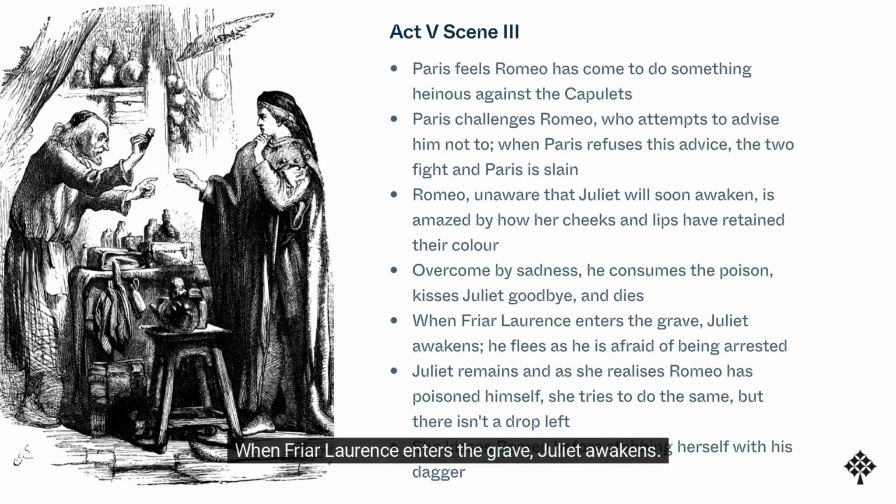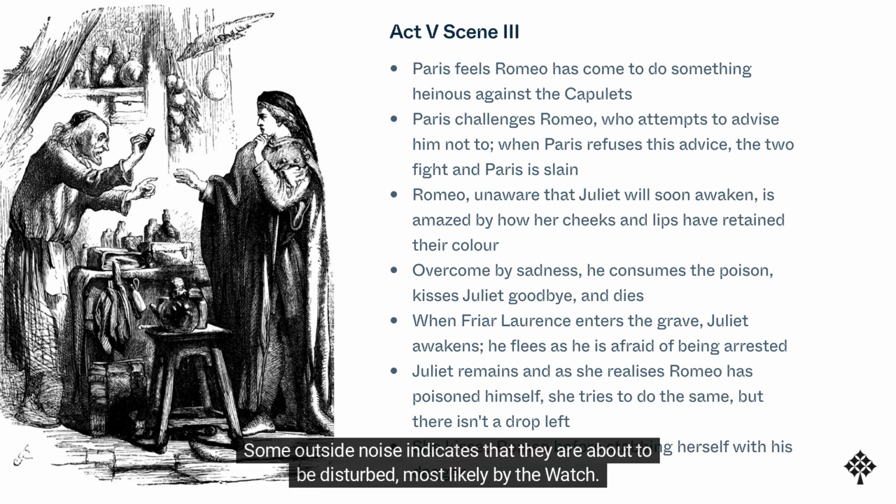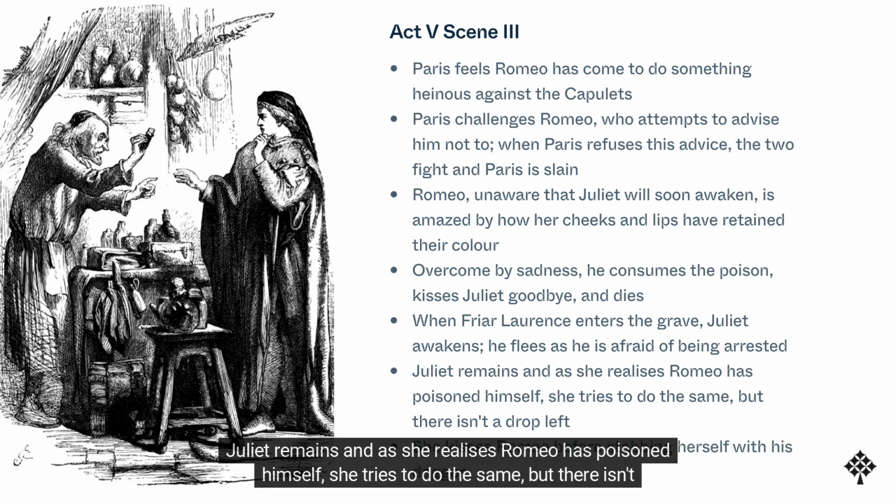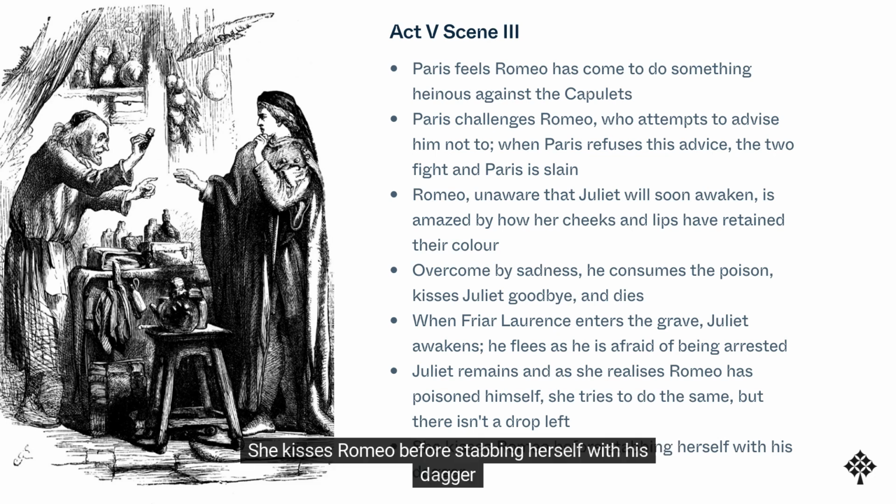When Friar Lawrence enters the grave, Juliet awakens. Some outside noise indicates that they are about to be disturbed, most likely by the watch. Friar Lawrence flees as he is afraid of being arrested. Juliet remains, and as she realizes Romeo has poisoned himself, she tries to do the same, but there isn't a drop left. She kisses Romeo before stabbing herself with his dagger.